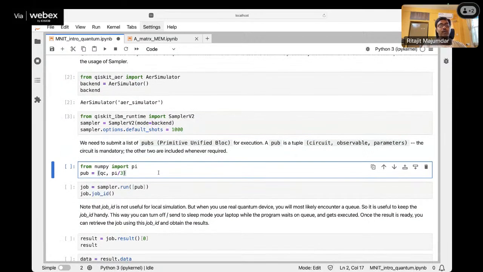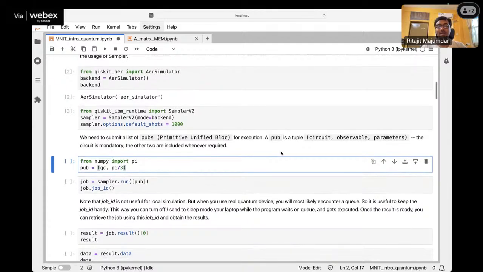Now see, when we submit a job to a quantum circuit in Qiskit 1 and version V2, it uses this thing called pub. I remember Janani was telling you about this. So pub is primitive unified bloc. The K is not missing here. This is not a spelling mistake. It is BLOC. And a pub is a tuple. Simply, it's a tuple. It's a circuit, observable, parameter.